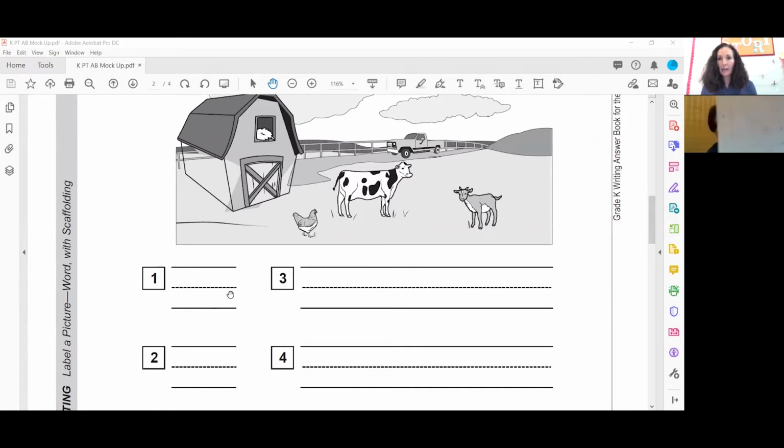Thank you. Okay, go ahead and put it down. Eyes on the computer. I see your mouth. Okay, good. Okay, this is a goat. Goat starts with the letter G. Write the letter G where you see my pointer at number 2.